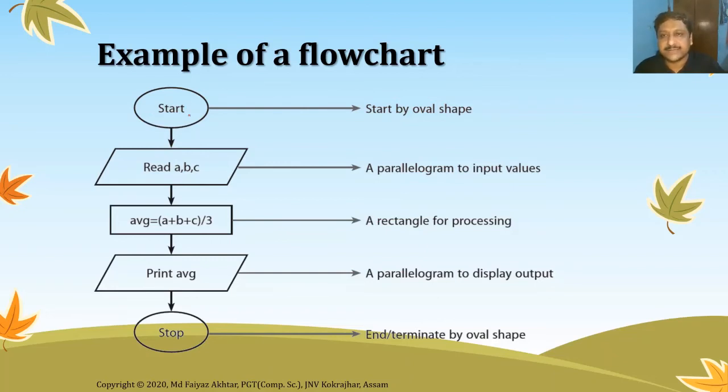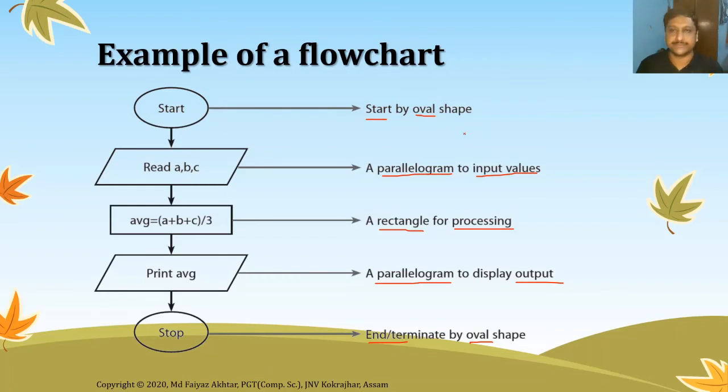Here, start is given in an oval shape. Then read A, B, C, the 3 variables, in a parallelogram because it is input. Then the average computation work is in the rectangle for processing. Then print average, displaying the output, is again in a parallelogram. Then stop is also in an oval. End or terminate is in an oval shape.